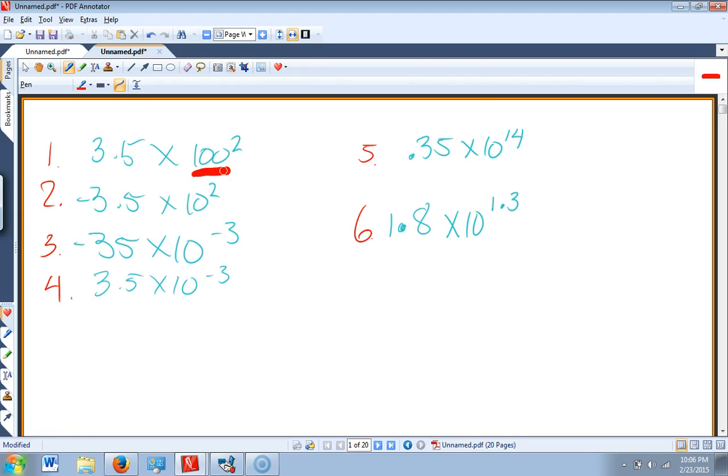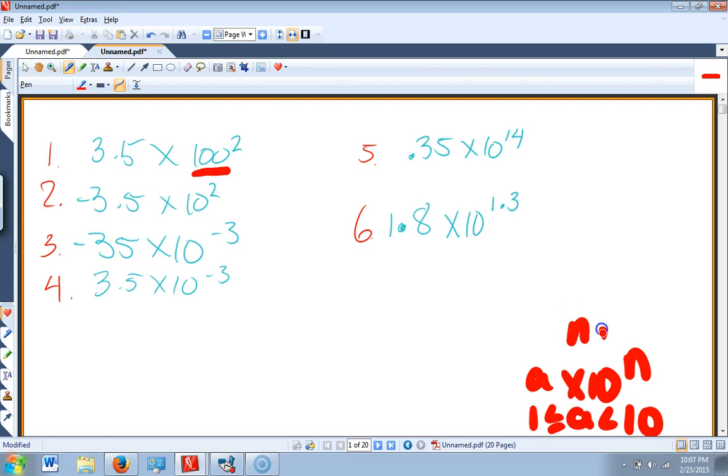Because that base is not 10, it does not follow our format of a times 10 to the n, where a is between 1 and 10, and n is an integer. Our base has to be 10. So this is a no. Number 1 is not in scientific notation.